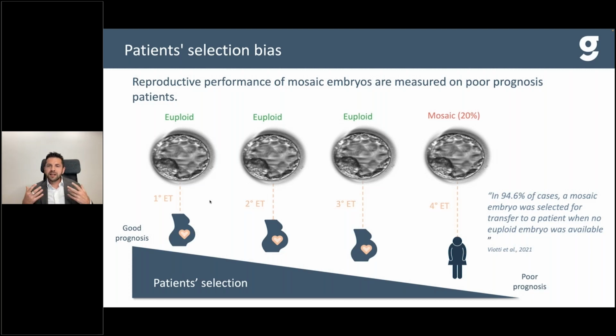So in this case, by looking at mosaic embryo transfer data in a retrospective fashion, we are really introducing a significant population bias. If you look at the Biotti studies, indeed, you can see that in 95% of cases, a mosaic embryo was selected for transfer to a patient when no euploid embryo was available.